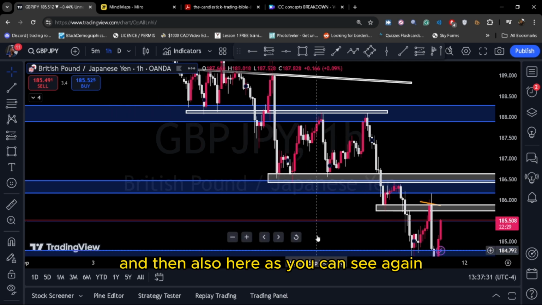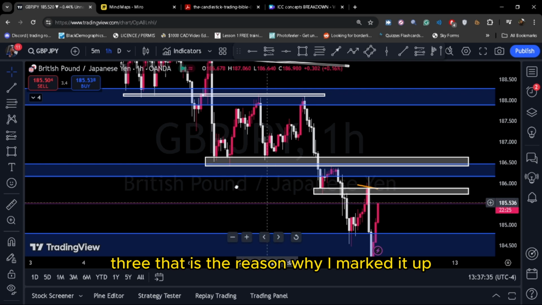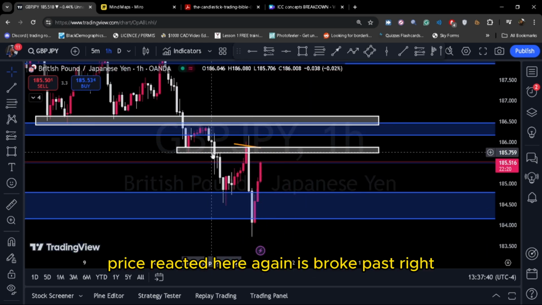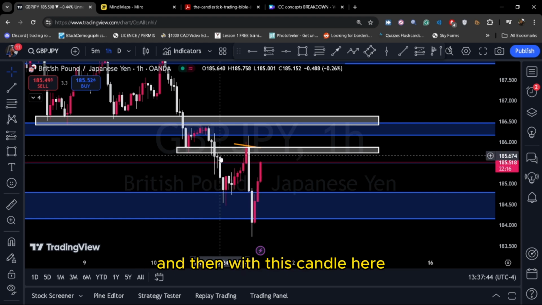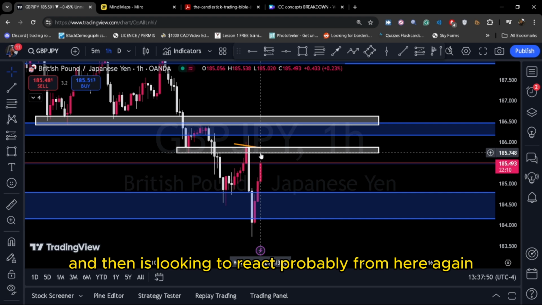So obviously this is where you would mark your area of interest. And then from there, as you can see, price did react perfectly off this area of interest. And then also here, as you can see again, price did the same thing, 1 2 3. That is the reason why I marked it up. And as you can see here again, same thing too. Price reacted here, price reacted here again, broke past, right? Reacted again with this doji, and then with this candle here, came back, bought up again, and then reacted again here, and is looking to react probably from here again.